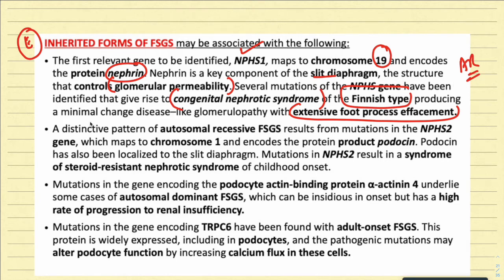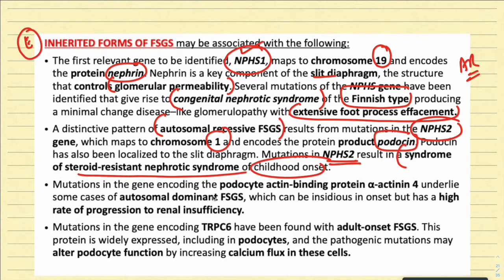The other distinctive pattern of inherited FSGS is an autosomal recessive FSGS resulting from mutation in NPHS2. Over here was the NPHS1 gene, and over here is the NPHS2 gene. Now what does this gene encode? It encodes another protein of the slit diaphragm that we had seen, called podocin, present on chromosome number 1. It is also a component of the filtration barrier of the slit diaphragm. Mutations in this gene will result in a syndrome of steroid resistant nephrotic syndrome of childhood onset.